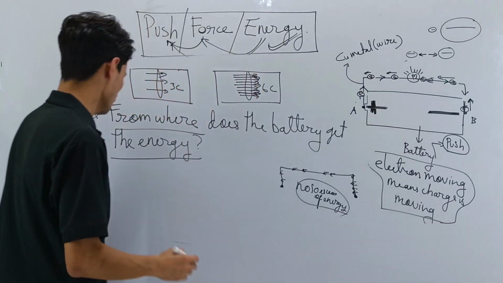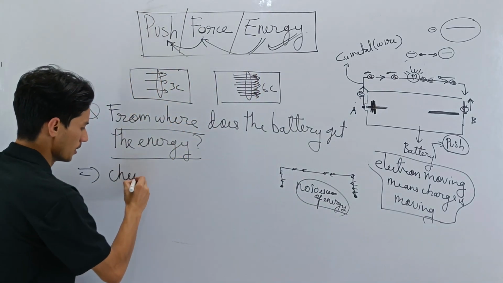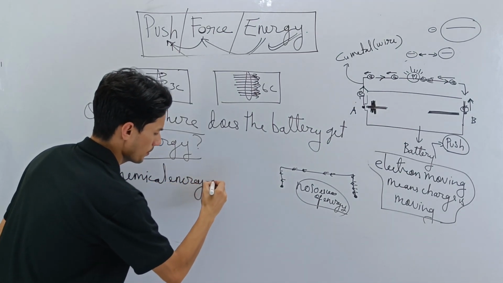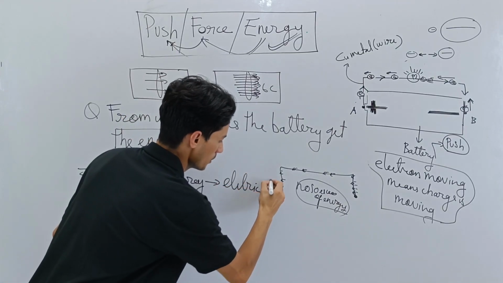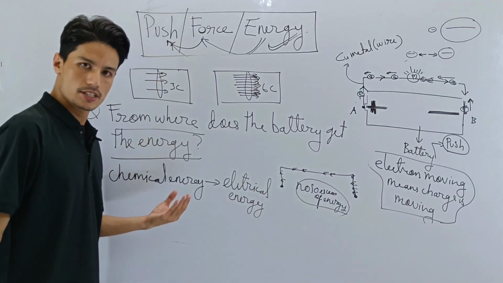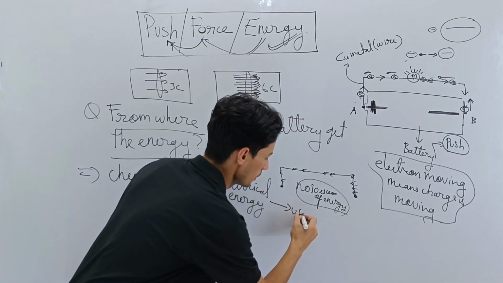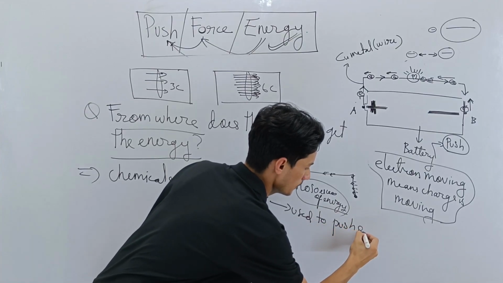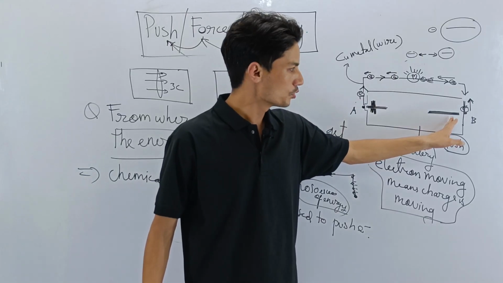So let me write it here for you. What happens is that the battery contains chemical energy. The chemical energy gets converted into electrical energy. Chemical energy immediately gets converted into electrical energy, and this electrical energy is used to push electrons. Understood? So this electrical energy is used to push electrons.